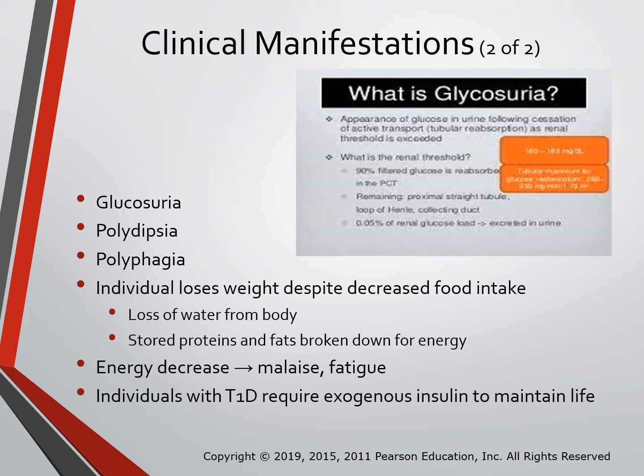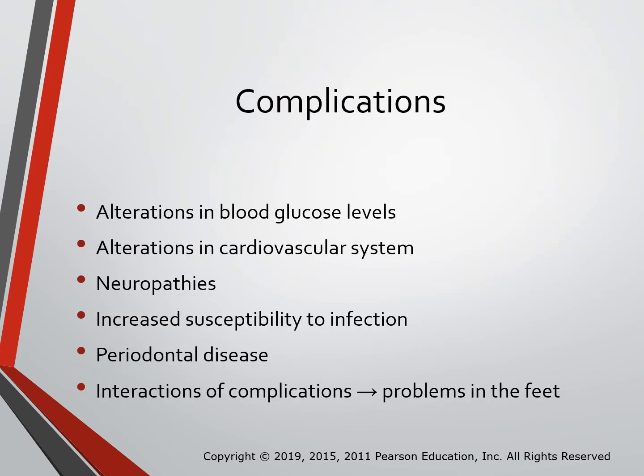The classic manifestations of type 1 are polyuria, polydipsia, and polyphagia, the 3 P's. I want you to remember that, the 3 P's. Polydipsia, polyphagia, and polyuria. You also have weight loss, malaise, fatigue. Depending on the degree of insulin deficiency, the manifestations vary from slight to severe. Some people become comatose. They feel very weak and they pass out.